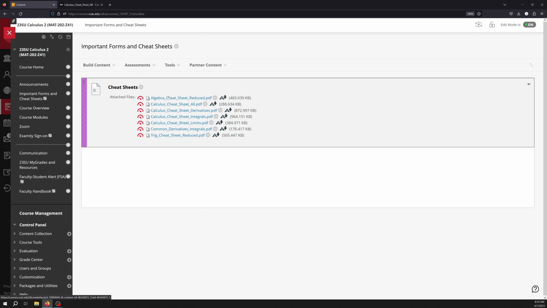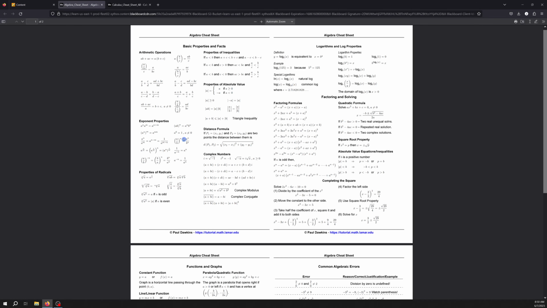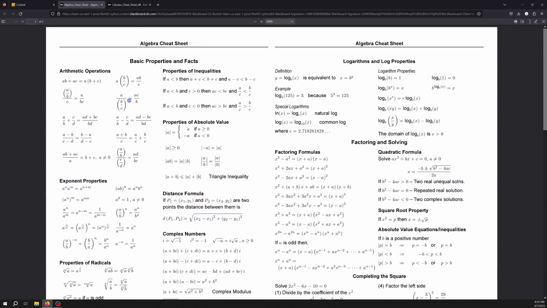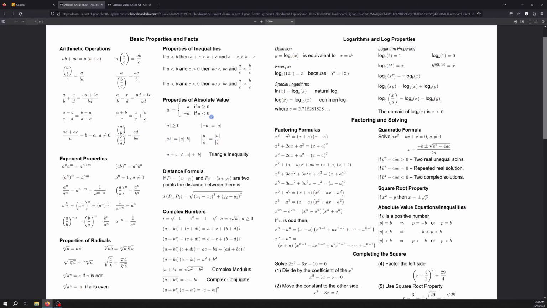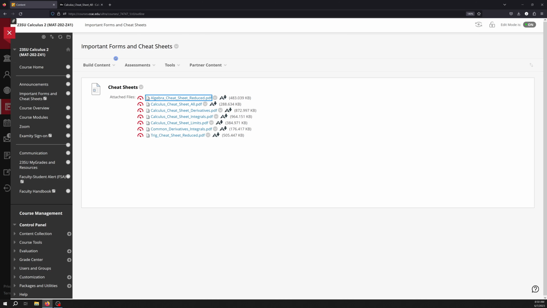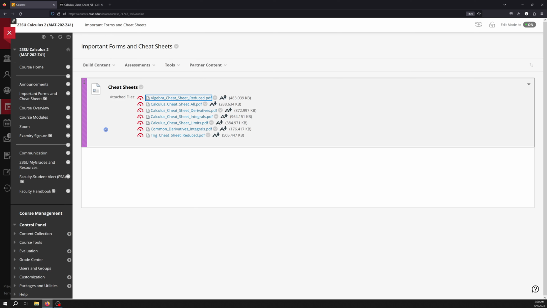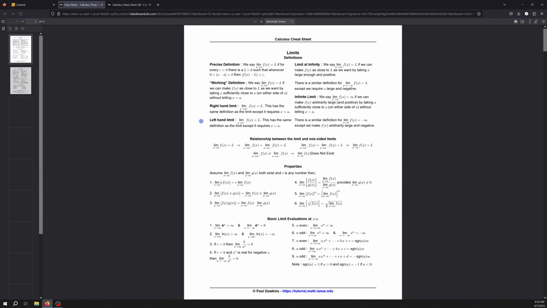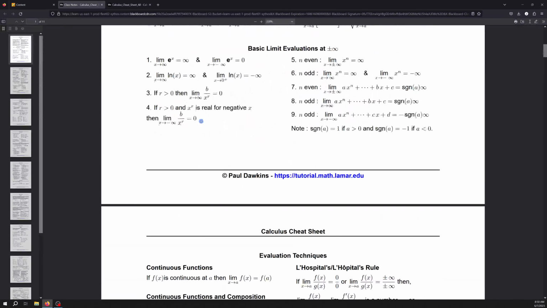But real quick, just to show you, here is the algebra one that you can print up, and it goes over all the basic things for algebra, like properties of the absolute value, factoring formulas, completing the square technique, things like that. But the one that we're really going to want to look at here, and there are actually three of them, the calculus cheat sheet, is basically the derivatives, the integrals, and the limits, all together in the middle. It's 11 pages. All right. So if you want to, you can click on here and print this one up. Nothing wrong with that.